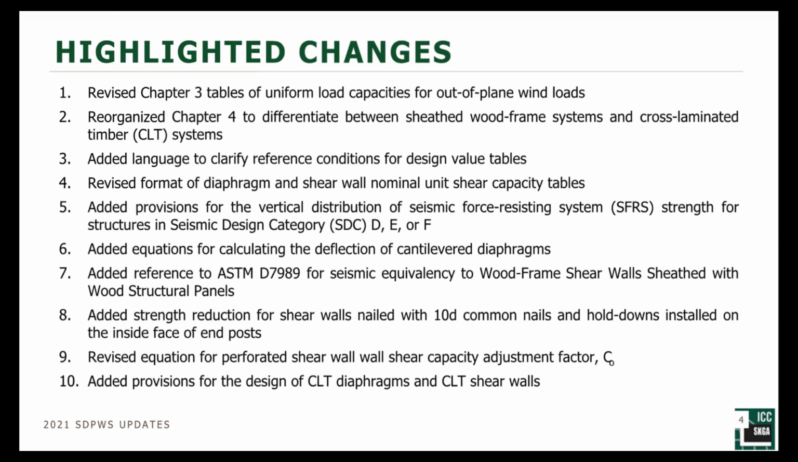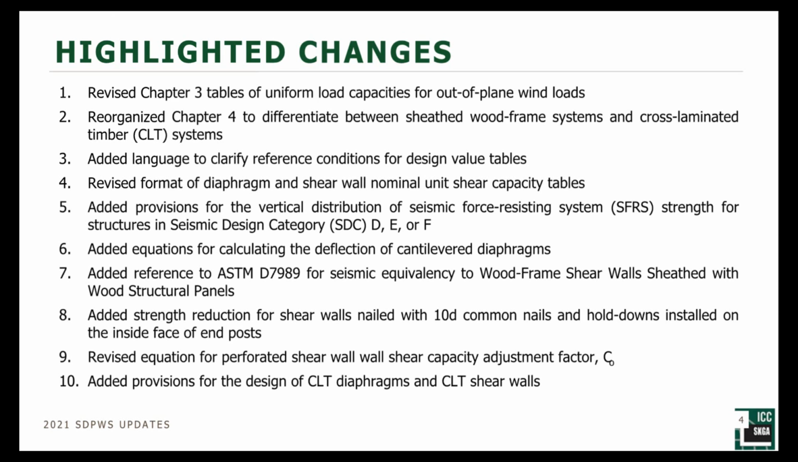We've added some language to clarify some of the reference conditions related to these design value tables, some of that being related to the geometry of the nails as well as the type of framing you can use in these assemblies. And we've revised the format of the diaphragm and shear wall nominal unit shear capacity tables. There used to be separate capacities listed for seismic and wind designs, and we've combined those into one table now, regardless of what types of loads are being designed for.